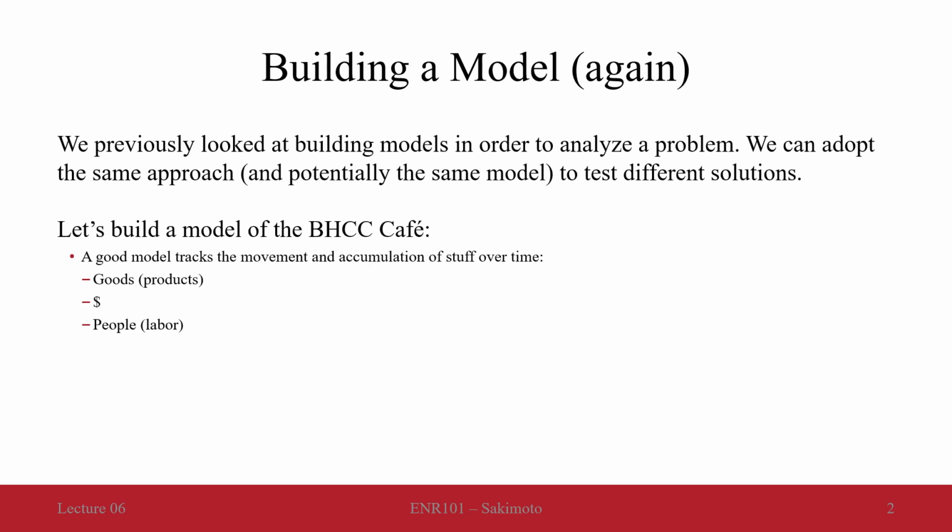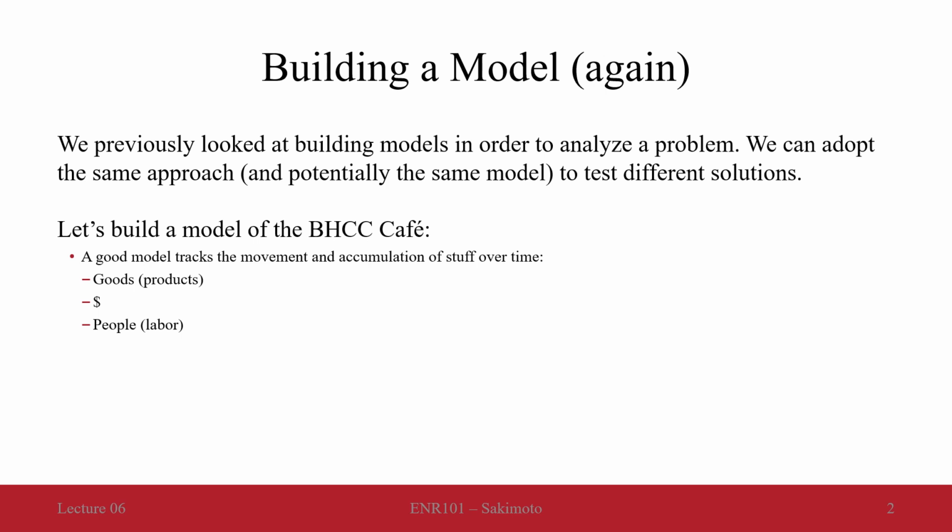try to build a model that tracks the movement and accumulation of stuff over time. The stuff that we're going to be caring about is the goods, so all the products, the food products, the drinks, snacks, sandwiches, whatever, that move physically through our cafe space. We're of course going to track money that enters the business, money that leaves the business, as well as track people and labor. How much time is spent working in these cafes, helping customers, doing inventory and maintenance, and so forth.